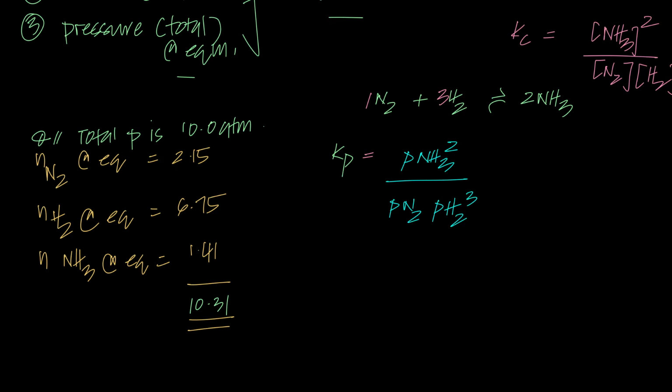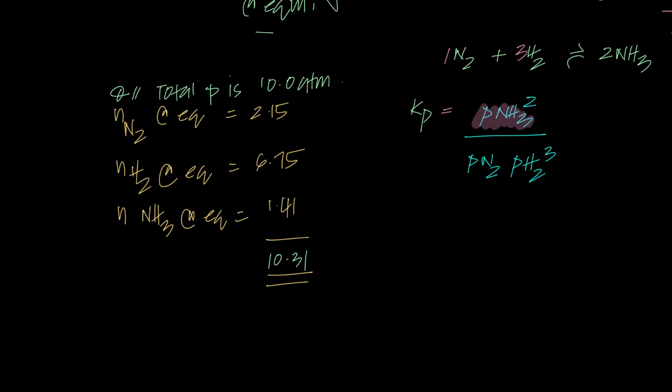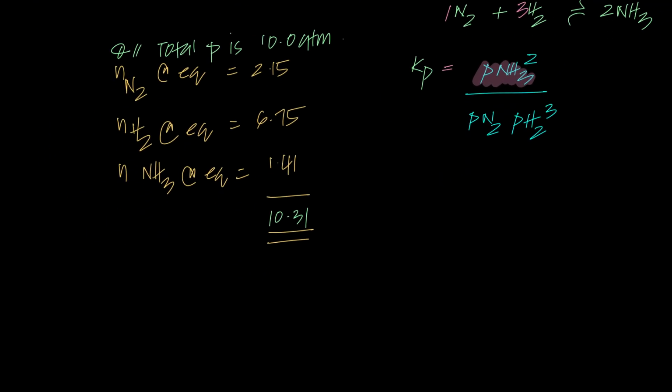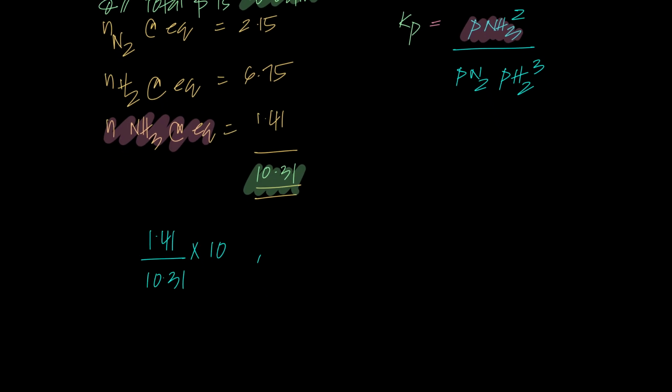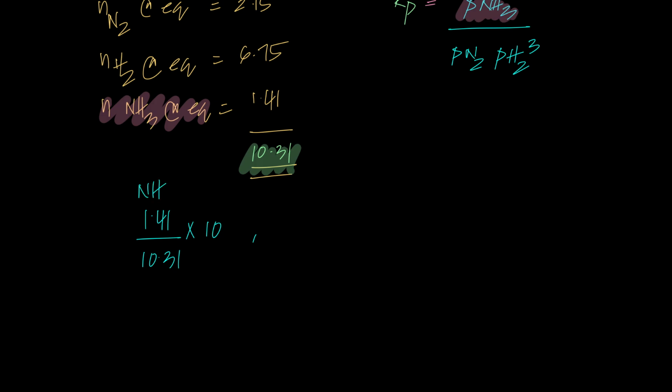Now, the idea is that you need to first calculate the partial pressure of ammonia, don't you? How do you calculate the partial pressure of ammonia? Sir, you're given the moles of ammonia at equilibrium. You're given the total moles, and you have the total pressure. So the moles of ammonia, 1.41, divided by the total moles, 10.31, into pressure, which is 10. This is the partial pressure of ammonia. Right here, somebody calculate it, please.